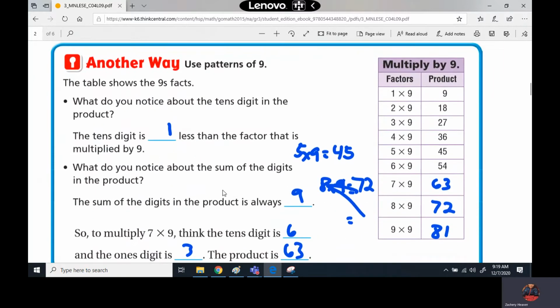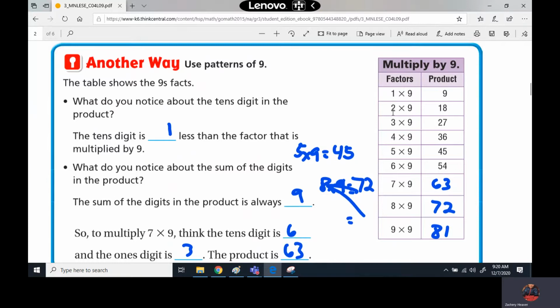And this is the coolest way to multiply. Remember your multiples of 9. So we have to notice, don't worry about writing all this stuff. Let's just worry about writing stuff in the blanks. What do you notice about the tens digit of the product? Well, look. The tens digit: 1, 2, 3, 4, 5, 6, 7, 8. They count up. But the coolest thing is the tens digit is actually 1 less than the factor that is multiplied by 9.